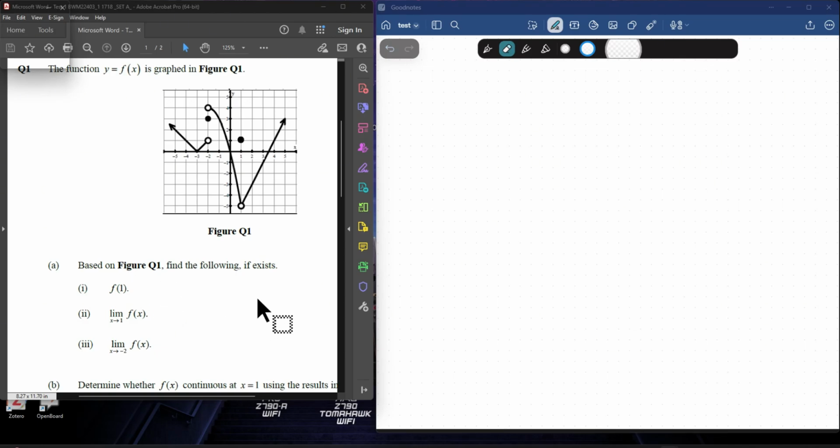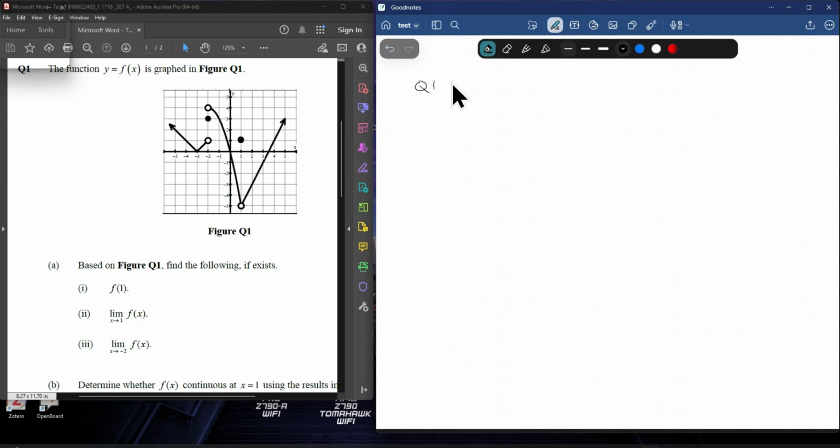Based on this figure, find the following if exists. Number 1. What is the value of the function when x equals 1? As you can see from this graph, when x equals 1, the value of the function equals positive 1, as you can see on the black circle there. So for question 1, quite simple and straightforward.